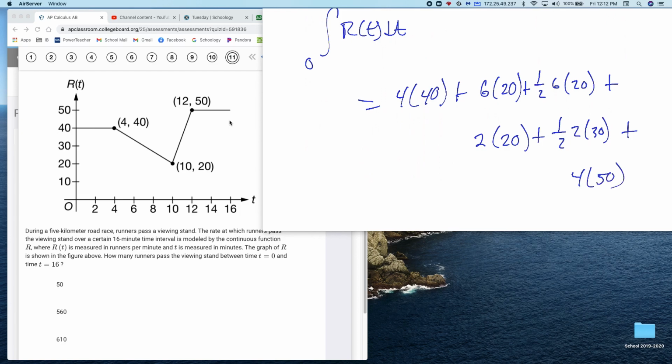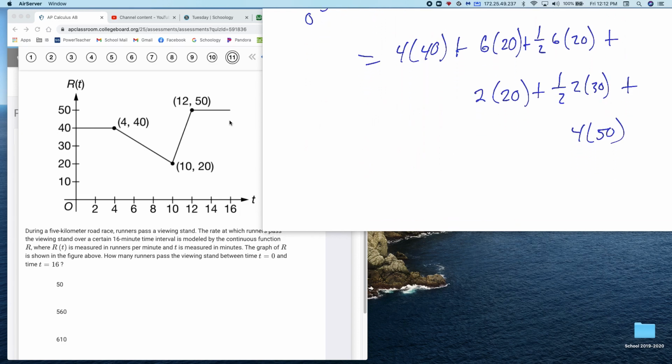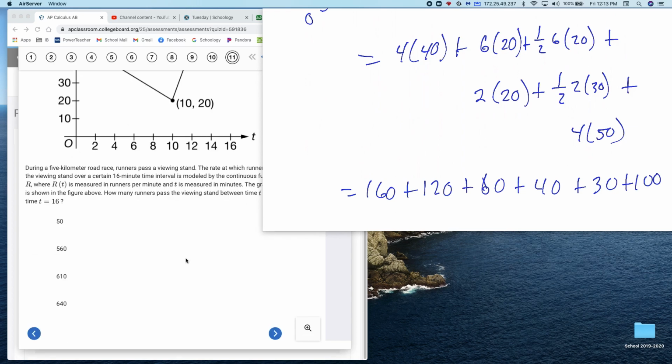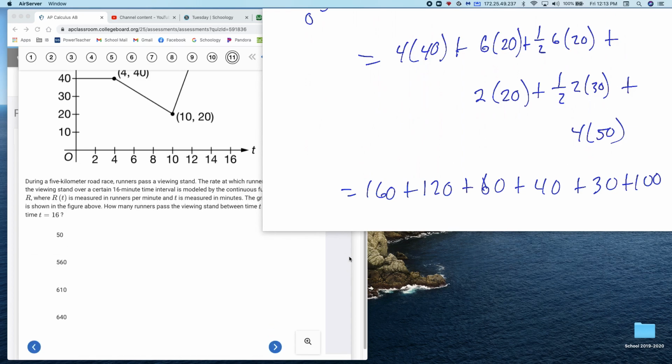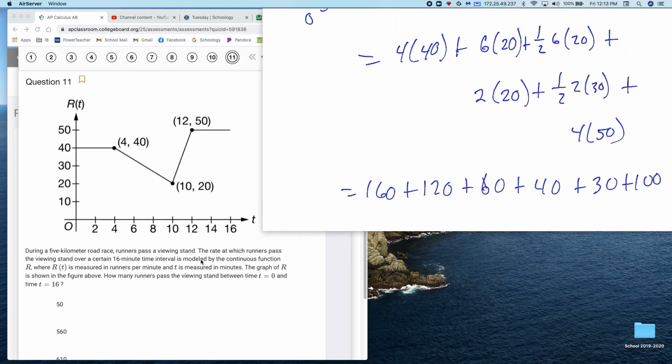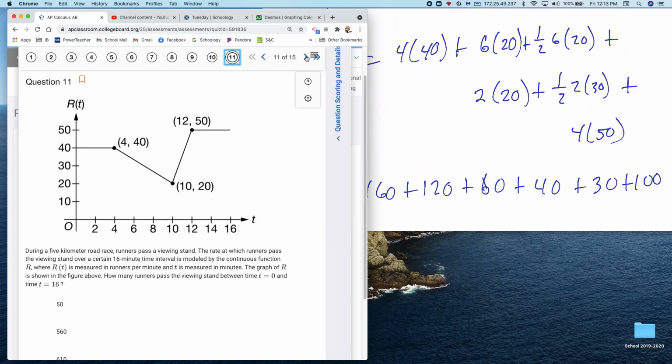And then I do have to do some calculations. I might have to go, okay, well, this is 160 plus 120 plus 60 plus 40 plus 30 plus 100, and then figure out which one it works out to be. So you're going to have to do some arithmetic on that. If there's a free response, I'd say leave it like this top one, but this is not a free response, so you're going to have to go through and calculate those.